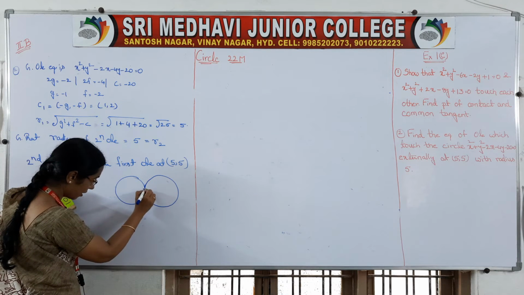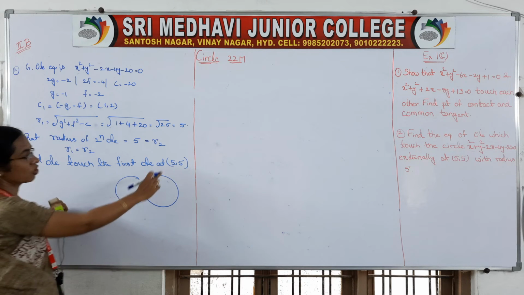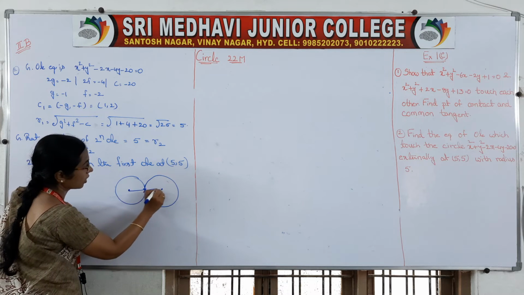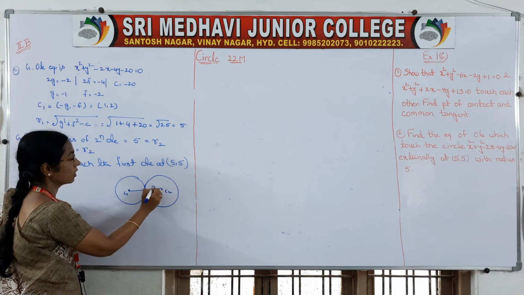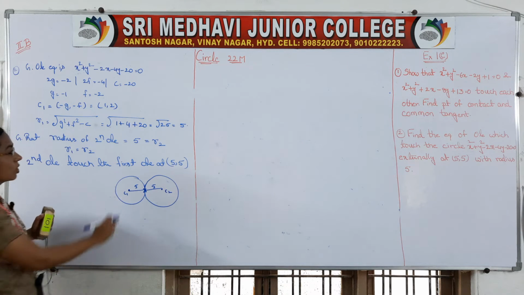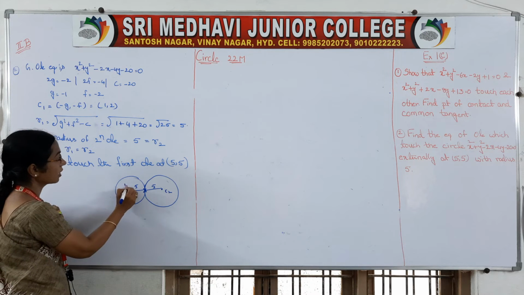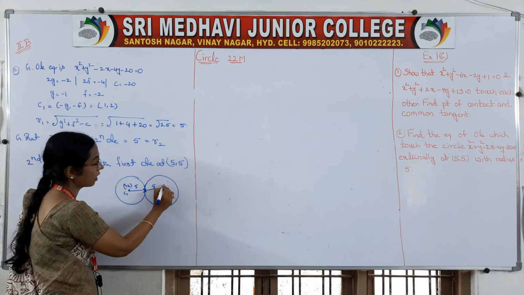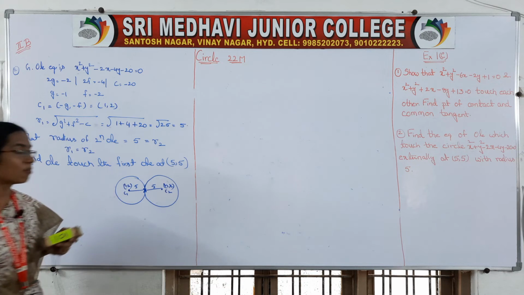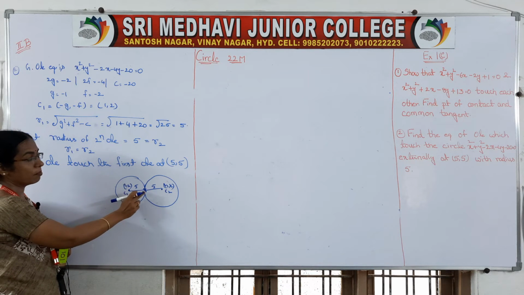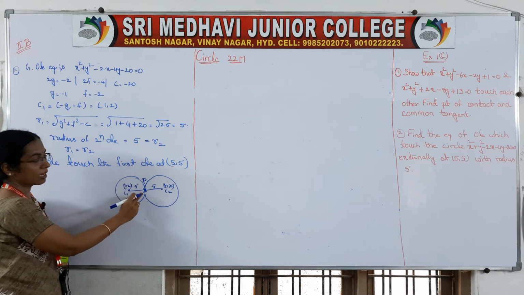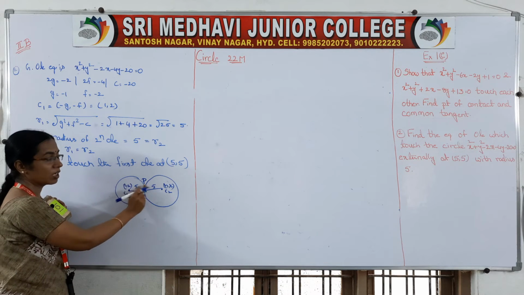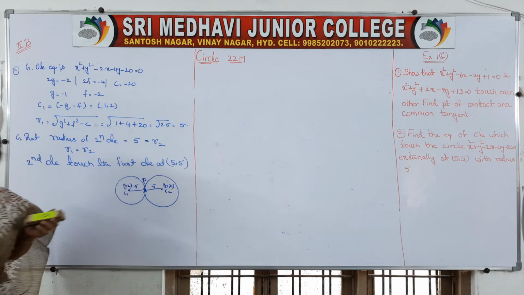So, here your point of contact, they touch at (5, 5). So, this one and this one. Okay. So, C1, C2. For C1 we got a point. What is that? (1, 2). We don't know the center of the second one, so you consider that as (h, k). Now, see this. This is exactly the middle point. The point of contact P is the midpoint of C1, C2. So, you apply the midpoint concept, then you will get the center of the second circle.